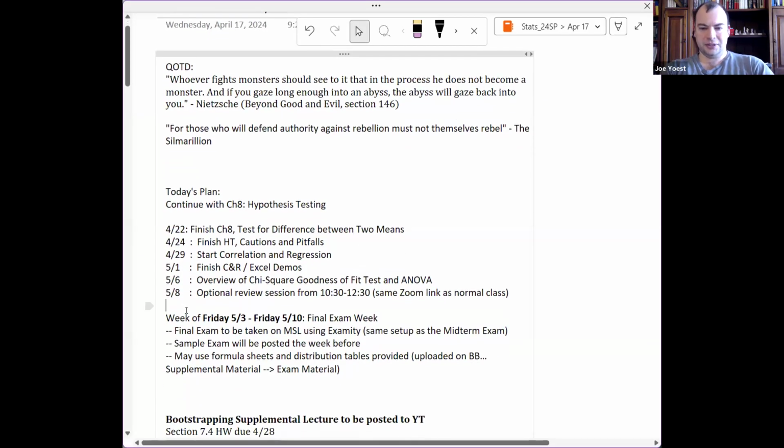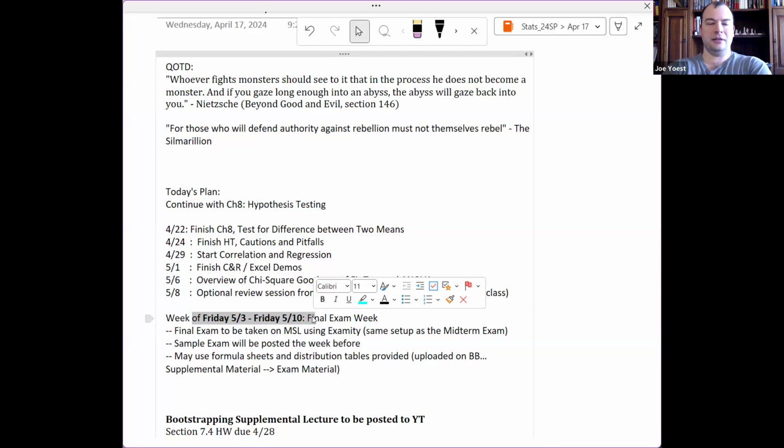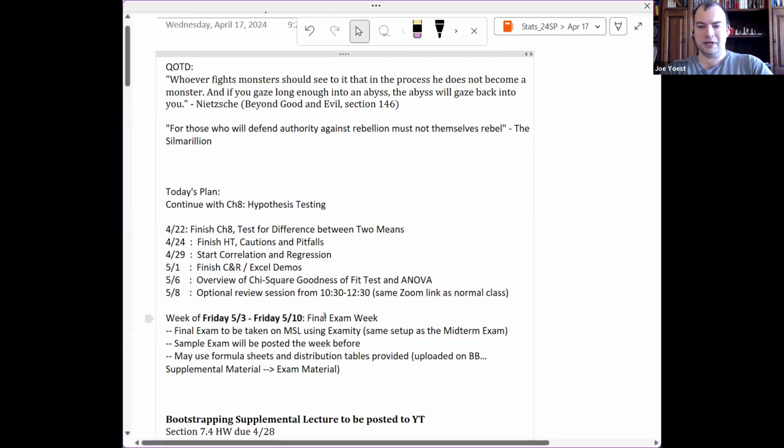Note that the final exam is going to be very similar to the midterm exam. There will be a sample exam posted. The final will be taken on MyStatLab using Examity. And because of that, the time frame is flexible. So you can take the exam anytime between Friday the 3rd and Friday the 10th. Be very careful to note this end date is Friday, not the typical Sunday end date.